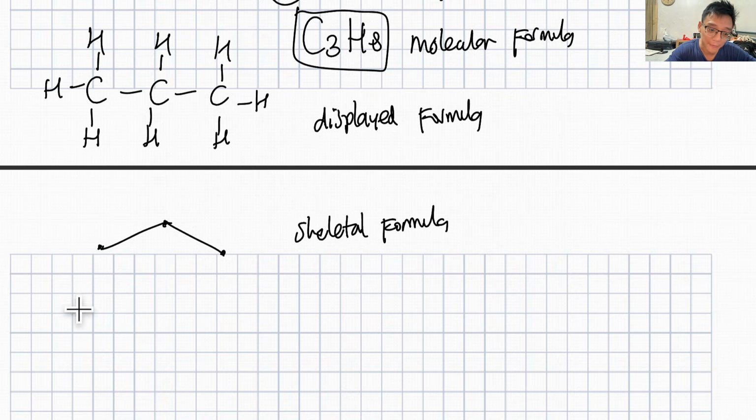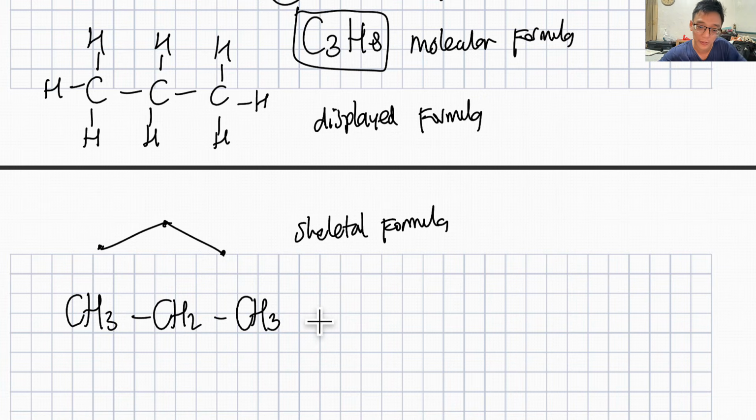People would also sometimes draw it like this: CH3, CH2, and CH3. So it's called structural formula. All of these are okay actually, but I would like to refer to displayed formula most of the time because we can see exactly the number of hydrogen. It's easy for us to follow.